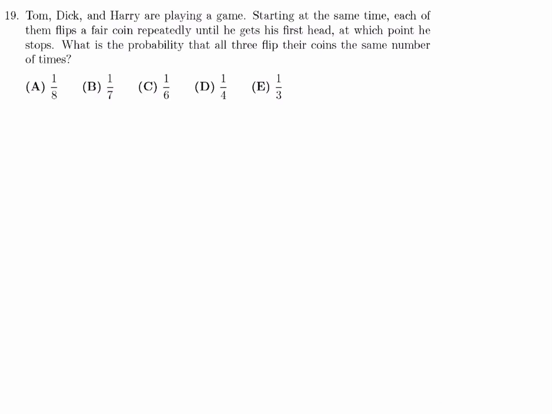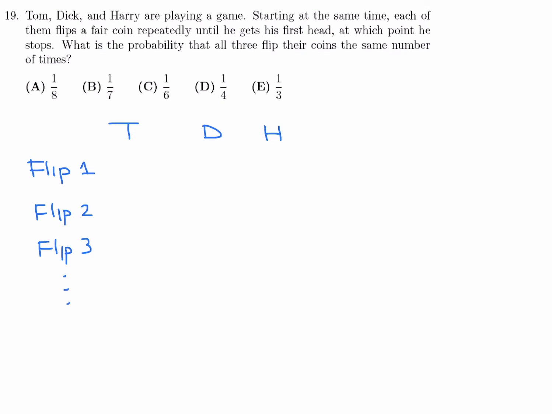Tom, Dick, and Harry are playing a game starting at the same time. Each of them flips a fair coin repeatedly until he gets his first head, at which point he stops. What is the probability that all 3 flip their coins the same number of times? So we have Tom, Dick, and Harry, and this is flip 1, flip 2, flip 3, and so on, right? So what I hope is I'll see some sort of a pattern.